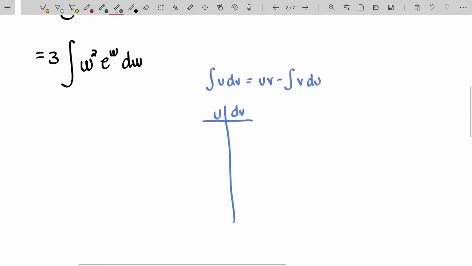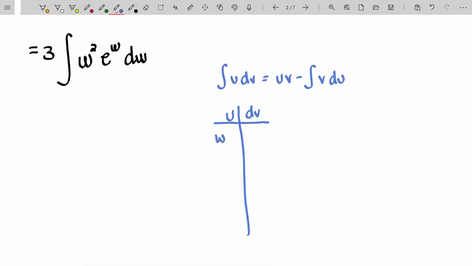Our choice for u in our integrand is going to be w squared, because again, you can integrate both of those. You can integrate a w squared and you can integrate an e to the w. However, because you can integrate both, you're going to have to now choose what you're going to differentiate, and you always choose the piece that will eventually change forms. If you chose to differentiate w squared, its derivative would be 2w, then 2, and then 0. Having chosen to differentiate w squared, obviously we're going to integrate e to the w. Normally I'd write a dw there, but there's really no need.